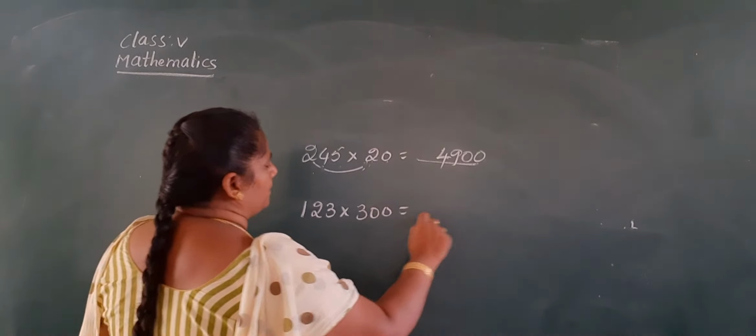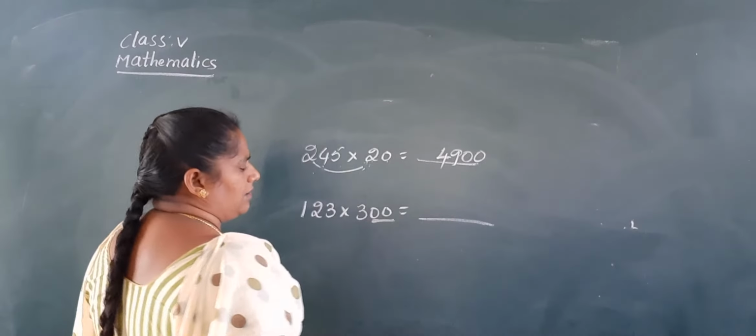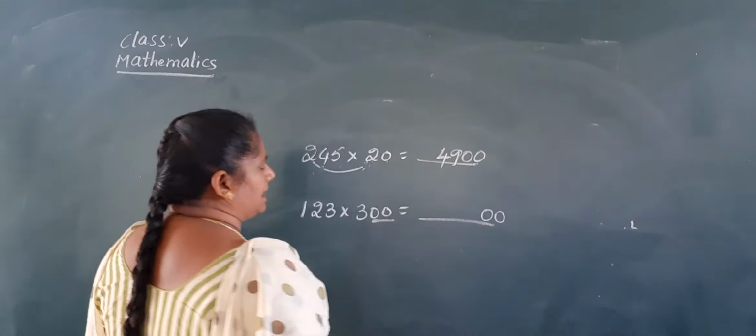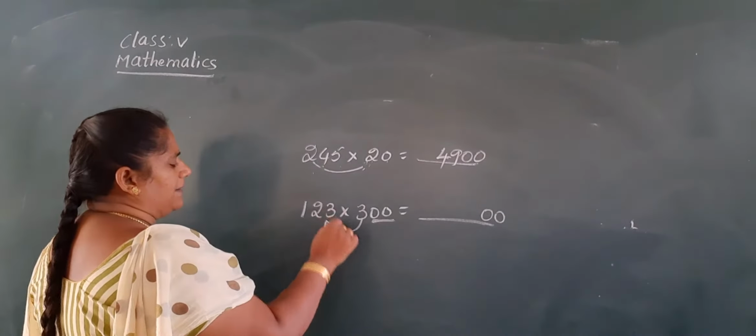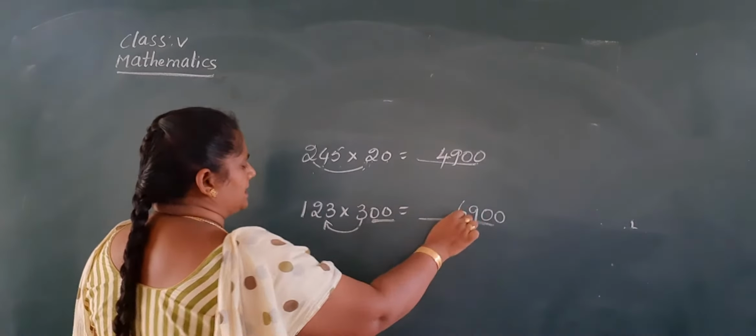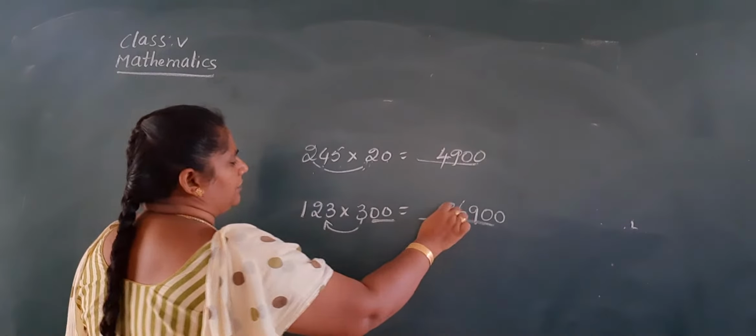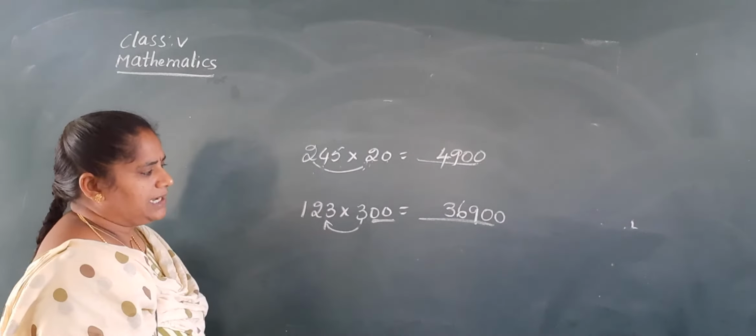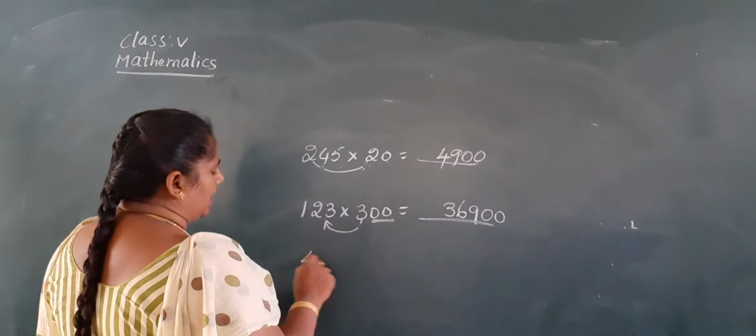Let us take one more number. 300 is given, no problem. Here 2 zeros are there. First we keep 2 zeros in the ones and tens place. Now you multiply by 3. 3 3s are 9. 3 2s are 6. 3 1s are 3. Finish. 36,900.